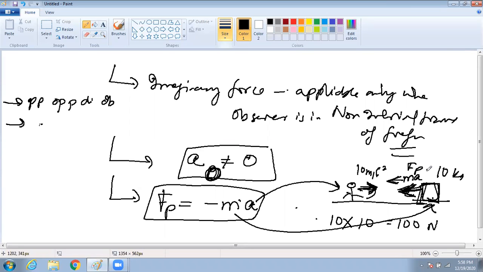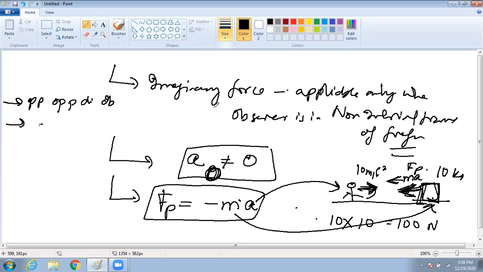Sir, can you explain this part again? So I am asking what is pseudo force. Pseudo force is basically an imaginary force. It will only come into existence, or we will need to use it, only when the observer is in a non-inertial frame. When I say the observer is in a non-inertial frame, it means that the acceleration of the observer is not equal to zero. Till now clear?